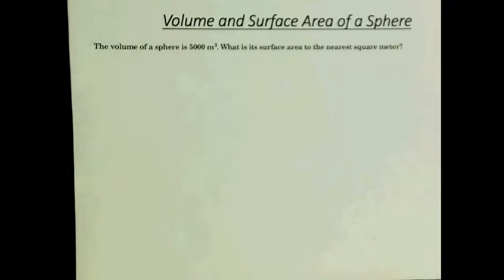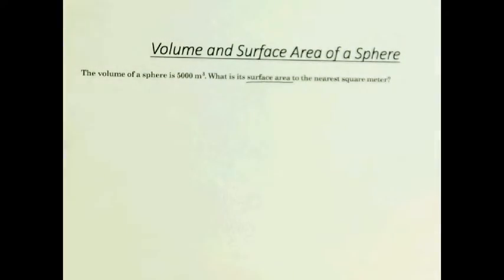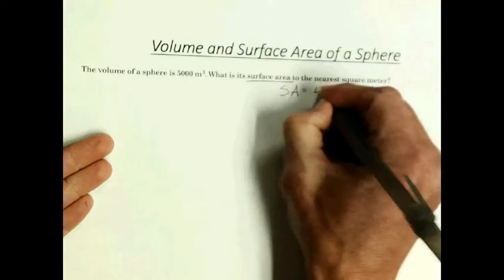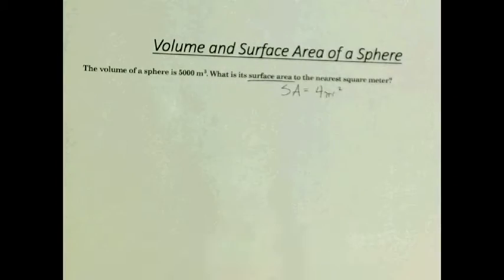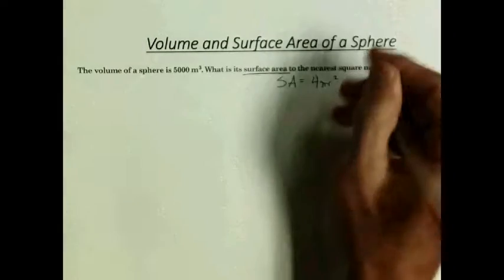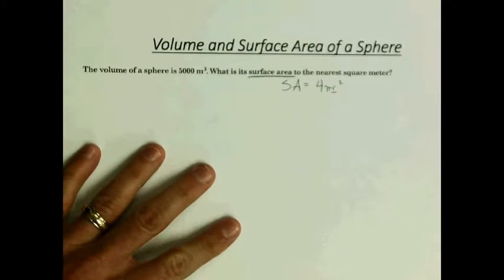What's the surface area to the nearest square meter? So this is actually a surface area question. As we know, surface area is 4 pi r squared. But the question is, what is the radius? We need to know the radius. We don't have the radius.